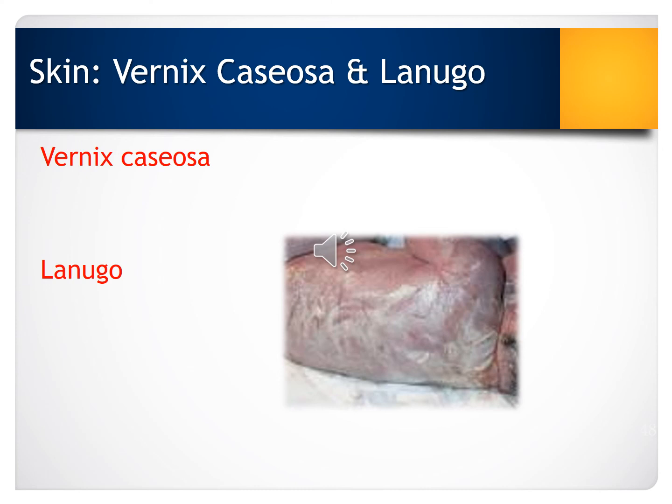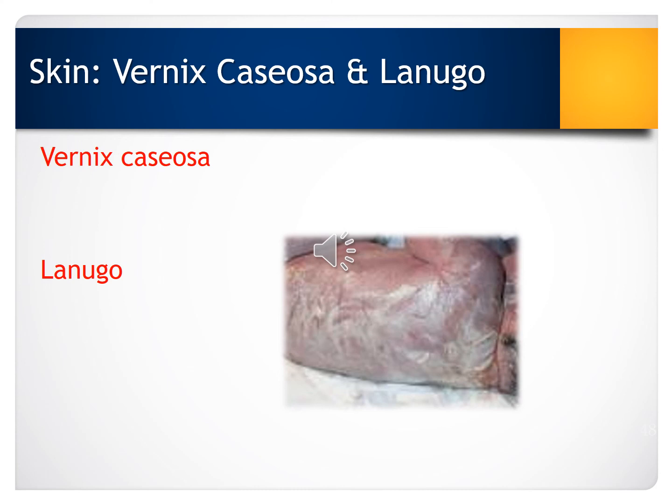So the next skin alteration that you may see is lanugo, which is fine downy hair on the face, the back, and the shoulders that usually sheds in the first week. And again, this is age appropriate. So the more lanugo you see, the less likely this baby is term.